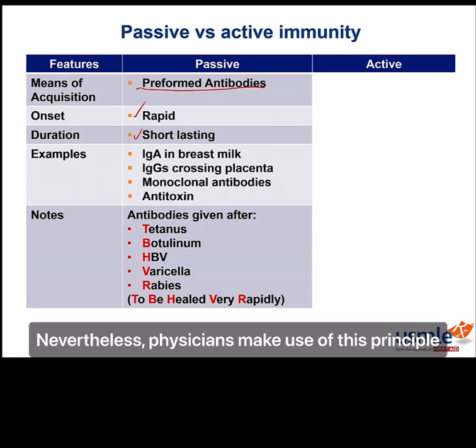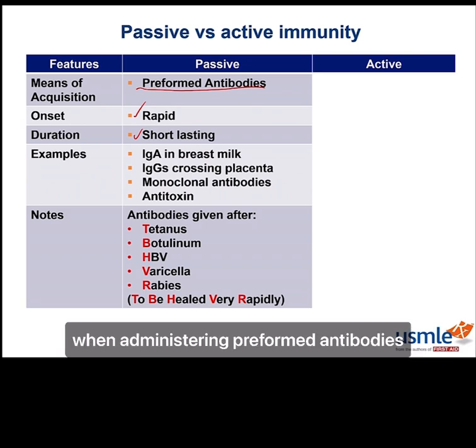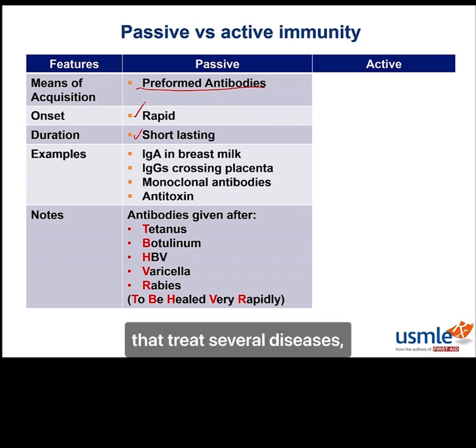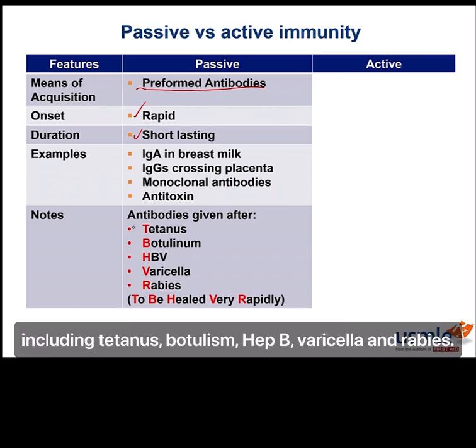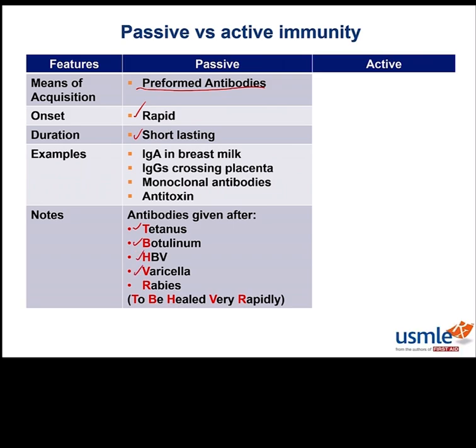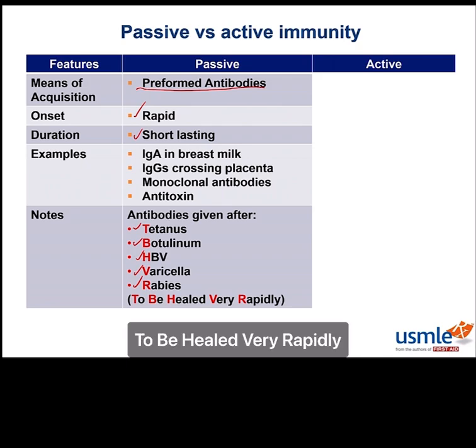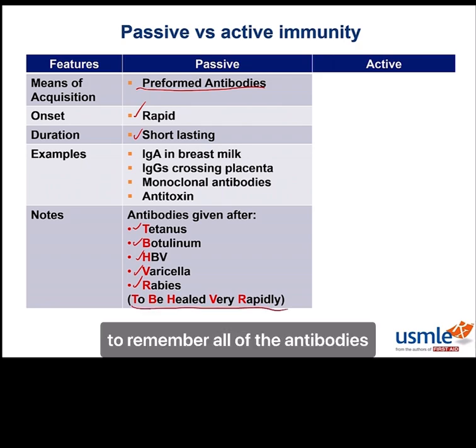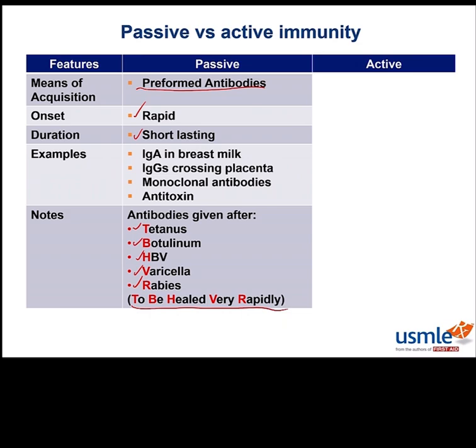Nevertheless, physicians make use of this principle when administering pre-formed antibodies that treat several diseases, including tetanus, botulism, Hep B, varicella, and rabies. You can remember the mnemonic, "to be healed very rapidly," to remember all of the antibodies that are given in passive immunity.